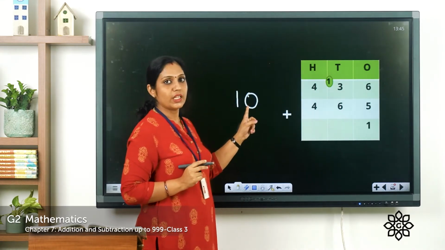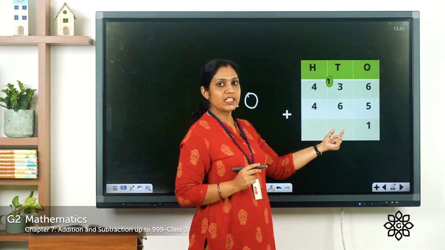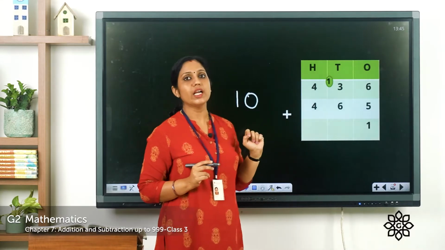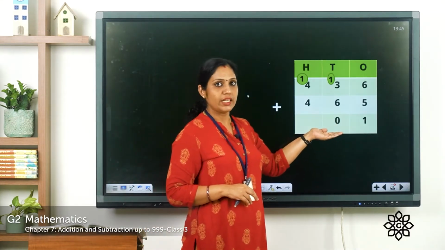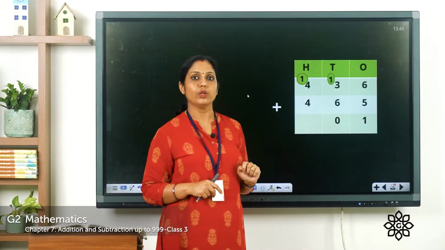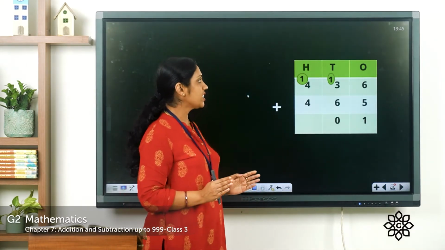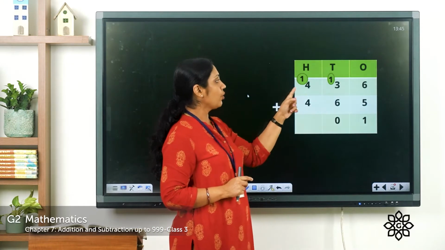We write the 0 that is in the ones place here in the tens place, and 1 we carry over to the hundreds place. So now we have written 0 in the tens place, and 1 we carry over to the hundreds place. Now in the hundreds place we have 1 plus 4 plus 4.